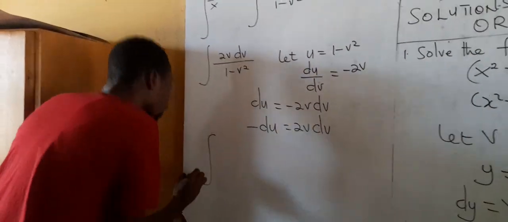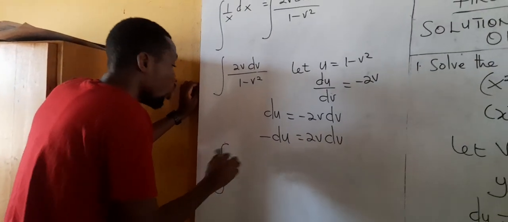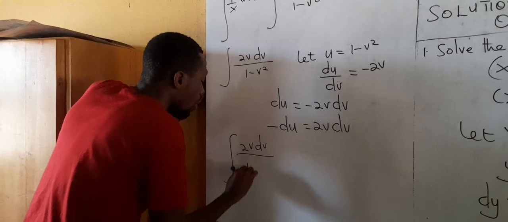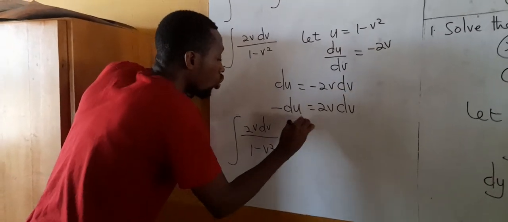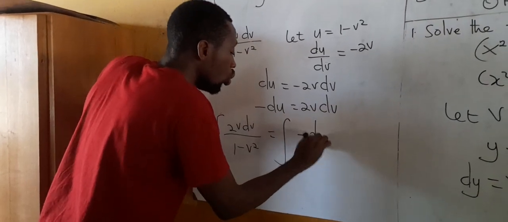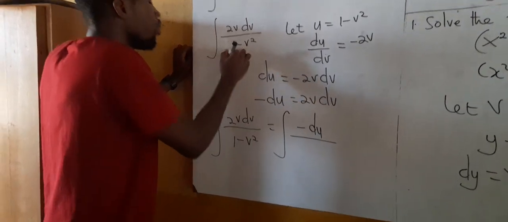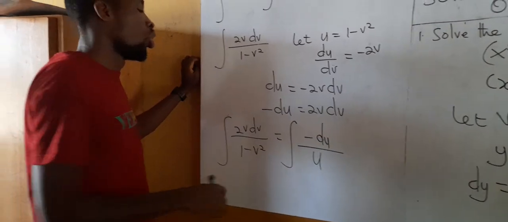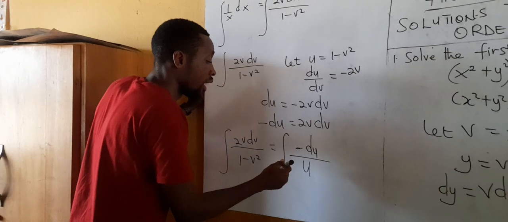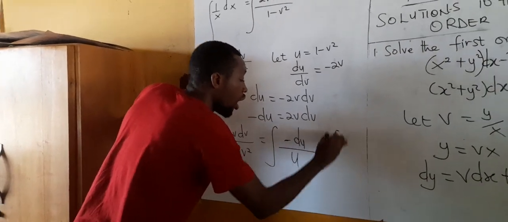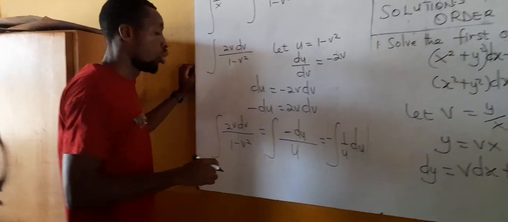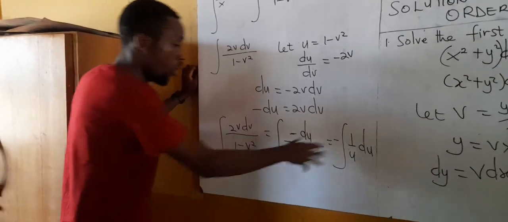So look at it. You can integrate this. The integral of 2v dv over 1 minus v squared will be equal to the integral of negative du over u. What can we do again? We can factor the negative out, since it is constant. So we factor the negative out, 1 over u du. I hope you get that.